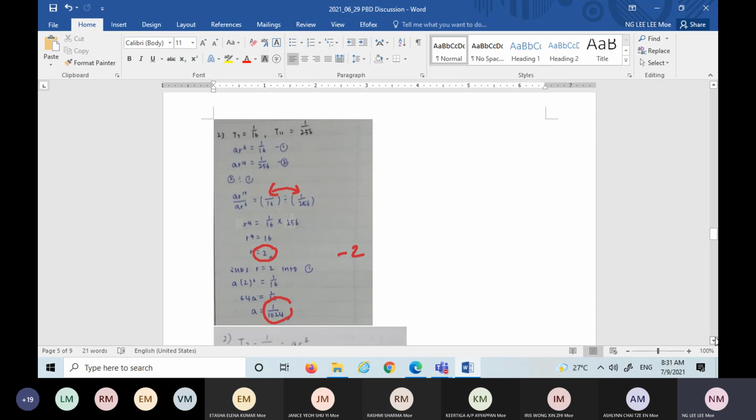Okay, look at this. I don't know why. This one also, I think 2 or 3 girls made this type of mistake, or maybe 4 or 5. You see 2 divided by 1, this is 2. So it should be 1 over 256 divided by 1 over 16. But you flipped it, then everything is wrong. Careless mistake.